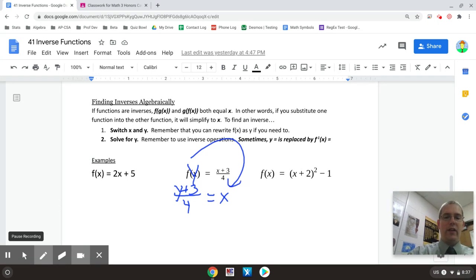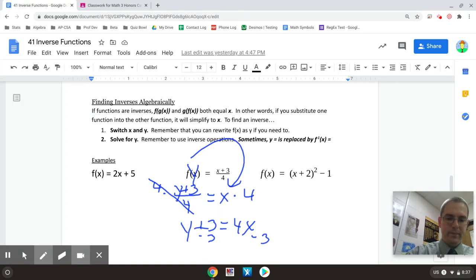Now, I don't like the fact that's a fraction, so the way to get rid of that divided by 4 is to multiply by 4. Before I can do anything with that numerator, I need to get rid of the fraction. So that gives me y plus 3 equals 4x. Then I'm going to subtract 3 from both sides. And that's going to give me 4x minus 3. And I can set that equal to my f inverse of x. Because y equals 4x minus 3, or the inverse of x, or f negative 1 of x, is 4x minus 3. We won't check that one, but if we did check it, it would work out correctly.